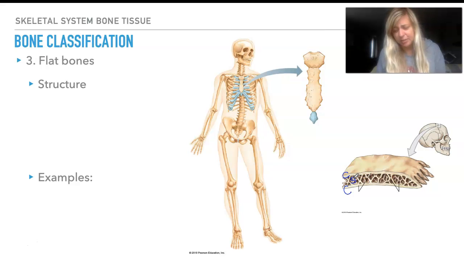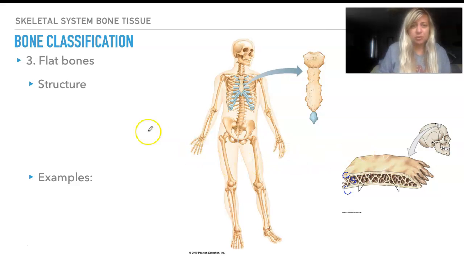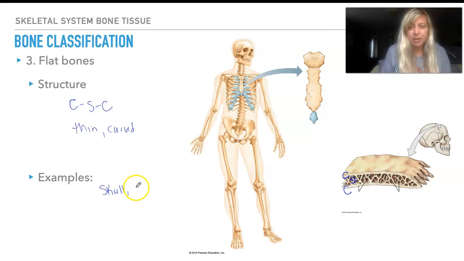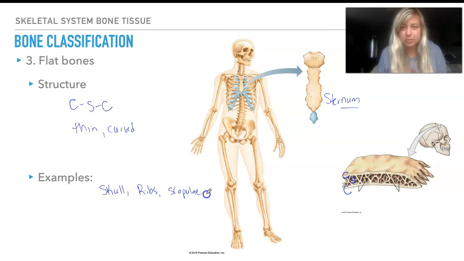They also provide sites for muscles to attach to. So they have a compact, spongy, compact structure. They're typically thin and curved and flat. So examples, most of the bones of the skull, there are some exceptions to that. You can see one example up here. You recognize that as the sternum. Our ribs are also flat bones. The scapula are flat bones.